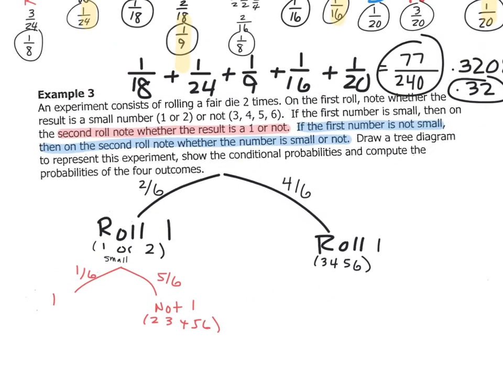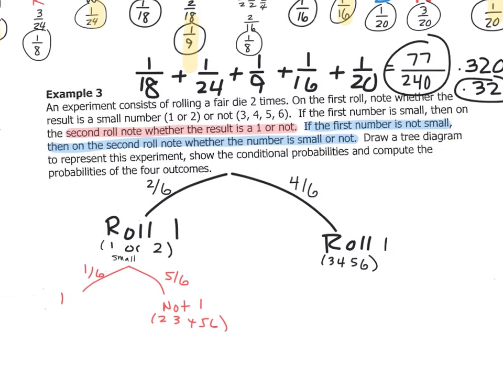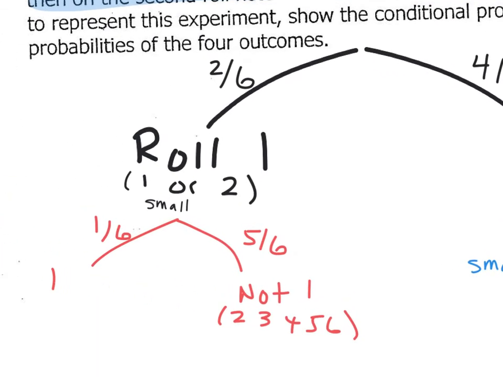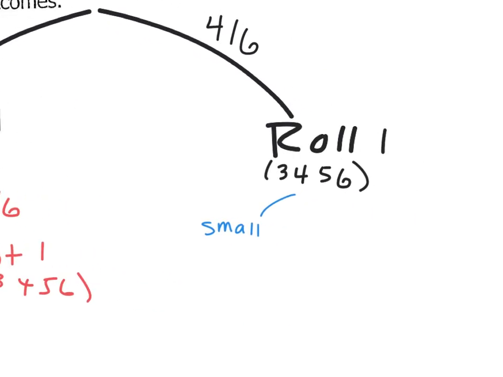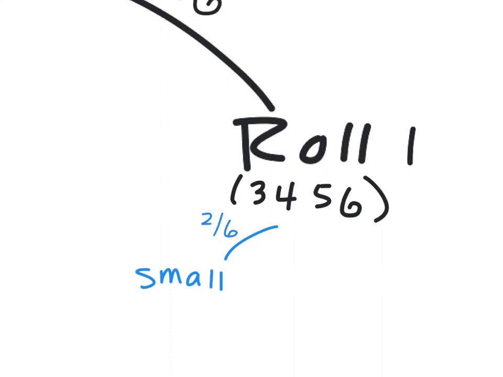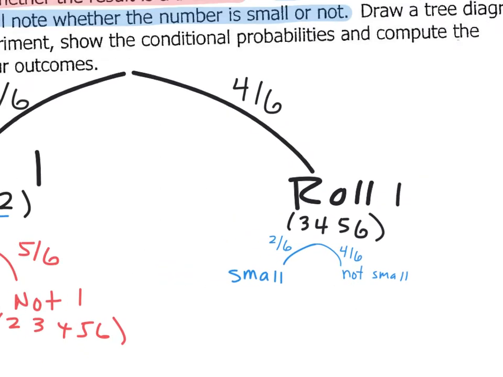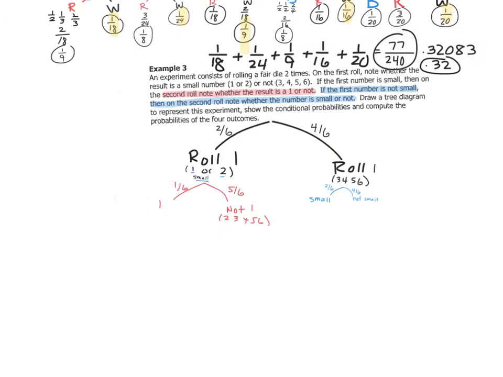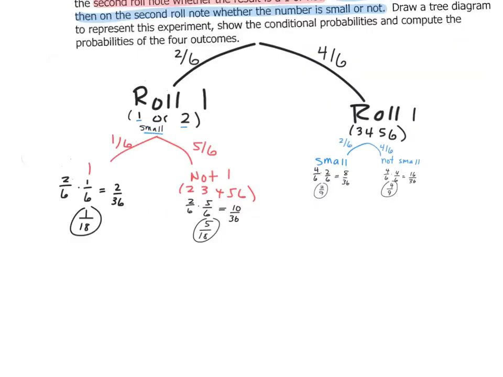And if we rolled a big number the first time, it says to note whether it is either small or not. So we would say small, and remember again, this was either a 1 or a 2. That's what they qualified as small. So there's again a 2/6 chance of this, or not small, in which case there is a 4/6 chance. Very similar to our roll 1 branches. Multiply all the way through, and each probability ends up being 1/18th, 5/18ths, 2/9ths, and 4/9ths.